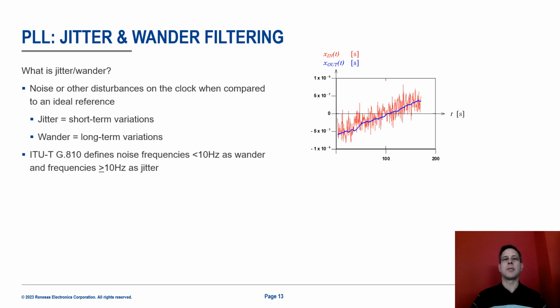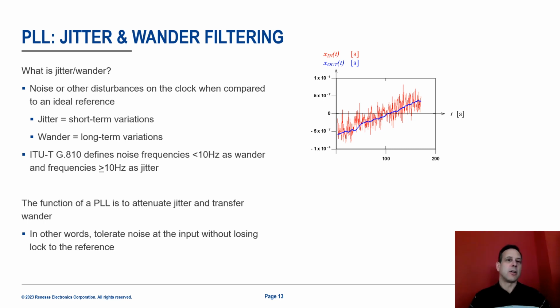I've already used terms of jitter and wander throughout the tutorial, but what is jitter and wander? Well, jitter and wander are noise or other disturbances that happen on the clock when you compare it to an ideal reference. Short-term variations or high-frequency noise is referred to as jitter, and long-term variations or low-frequency noise is referred to as wander. The ITU-T G.810 actually defines noise frequencies less than 10 Hz as wander and frequencies greater than or equal to 10 Hz as jitter.